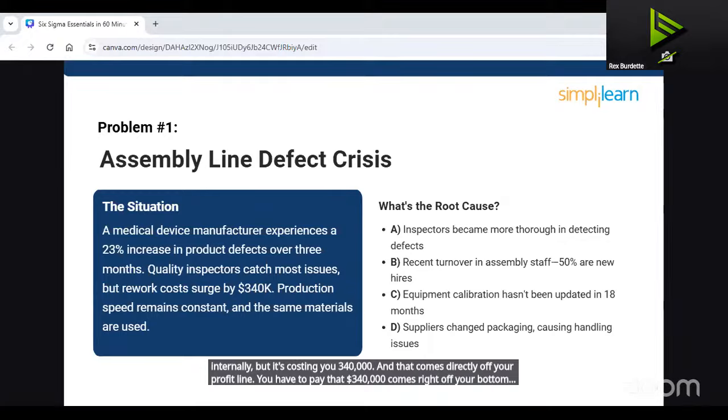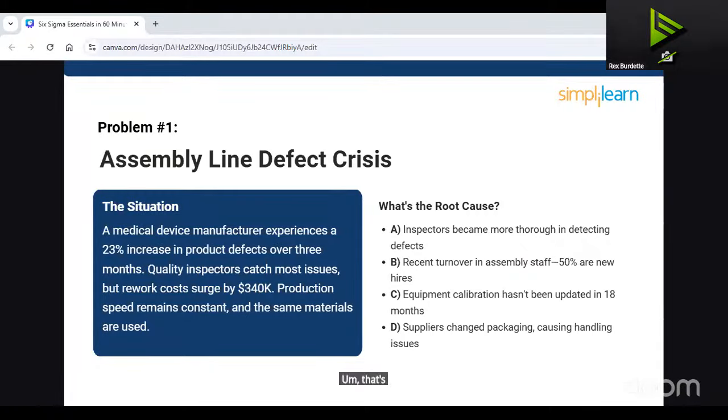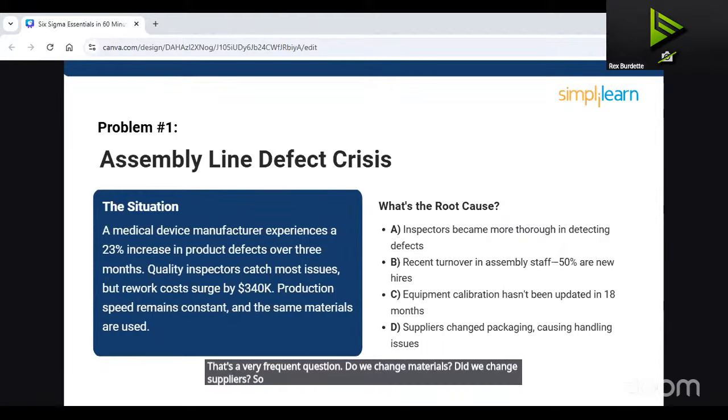The production speed has remained constant, and the same materials are used. That's a very frequent question. Did we change materials? Did we change suppliers? So they give four possible root causes here, and to be honest, all of these are potential root causes.